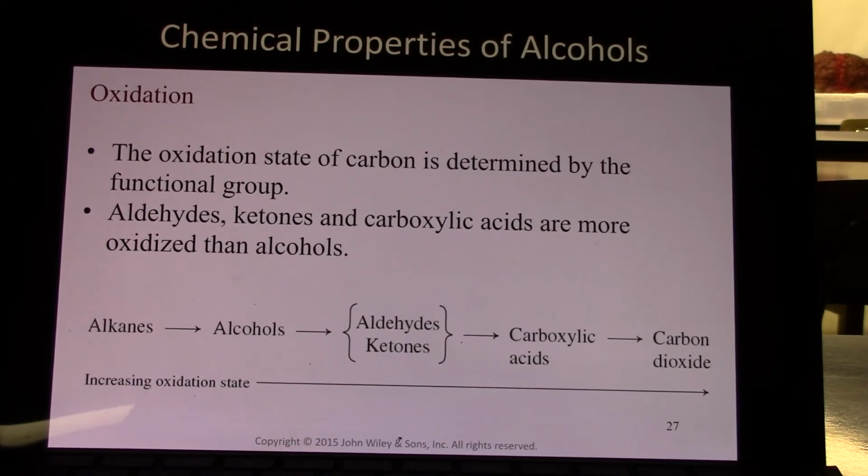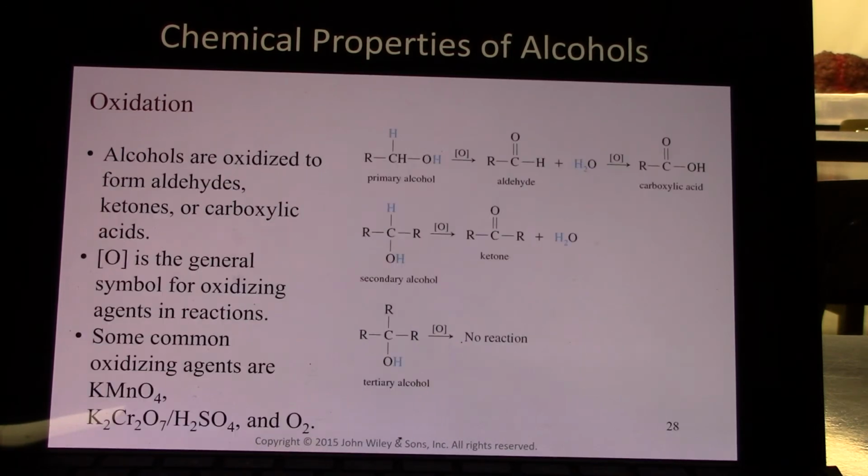Oxidation. The oxidation state of carbon is determined by the functional group. Aldehydes, ketones, and carboxylic acids are more oxidized than alcohols. Primary alcohols are oxidized to aldehydes and then further oxidized to carboxylic acids. Aldehydes are actually more reactive than alcohols, so you need to use a special poisoned catalyst if you want it to stay at the aldehyde stage. With a normal oxidizer, it'll go right to carboxylic acid.